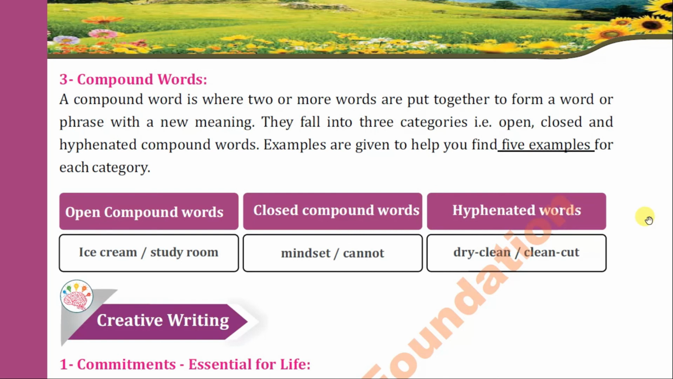Then we have the hyphenated words. What is a hyphen? A hyphen is a small line that is used between two words. For example, dry-clean. A small line is there. This is called a hyphen. Similarly, clean-out. Now you have to write at least two open compound words, two closed compound words, and two hyphenated words. This is your task. Now this is the end of this video. Thank you very much.